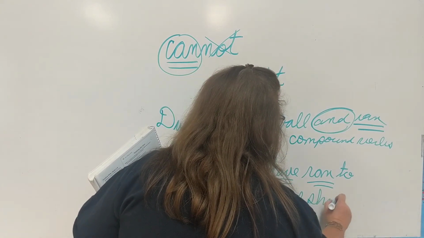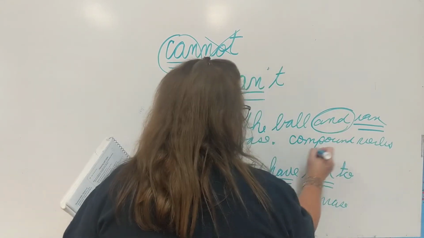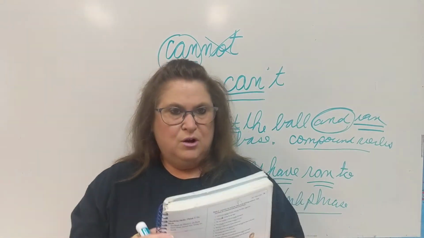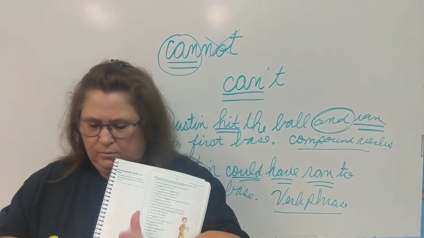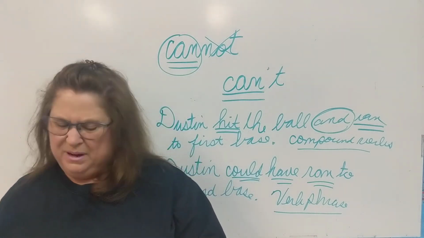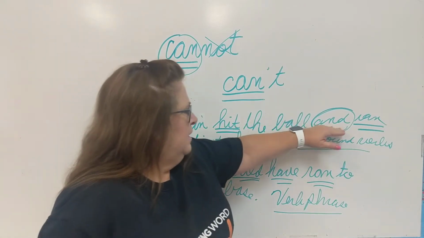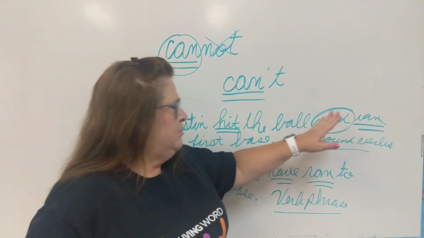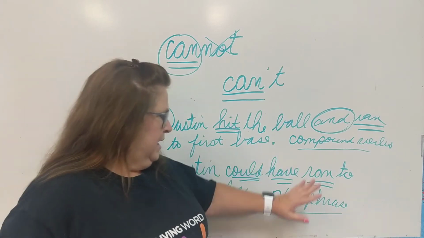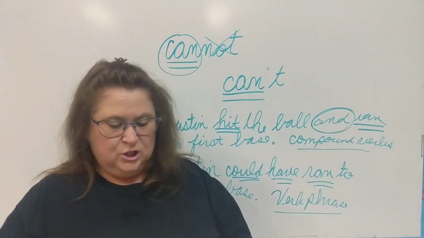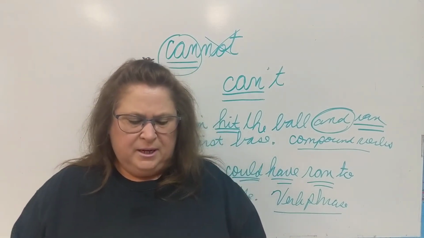I wanted to make sure you understood the difference between a compound verb and a verb phrase, okay? If you don't, then we can talk about that more. But I think with that explanation, you should. Compound verbs have an and in between, hit and ran. Could have ran is a verb phrase because there is no joining word, there's no compound, or there's no conjunction there.